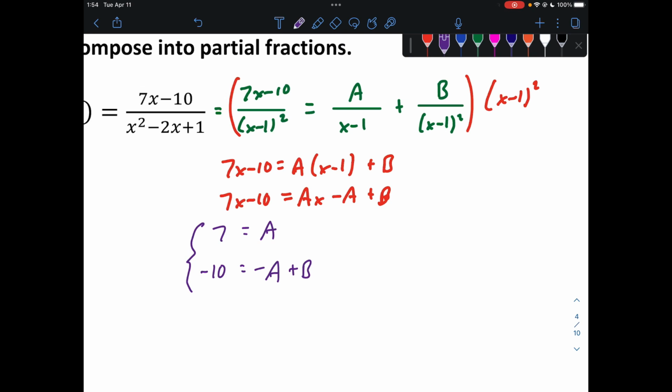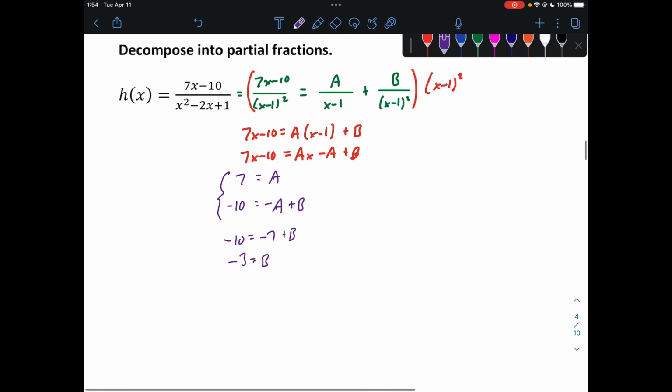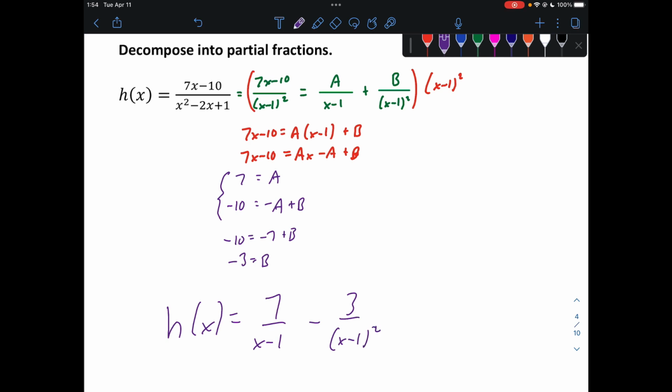This is a real easy equation to set up here. We already have a, it's done. A is 7, right? So then put 7 in here. We get b is -3. So our final answer for h of x is just going to be 7 over x minus 1 minus 3 over x minus 1 squared. You could also write plus and negative, but that just doesn't look right to me. So minus 3 over x minus 1 squared.